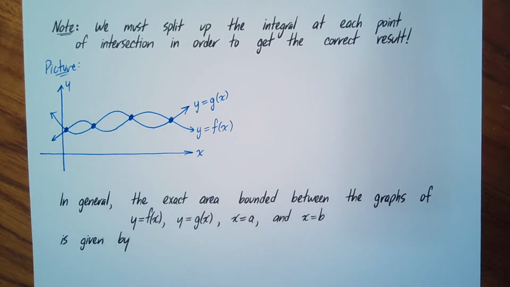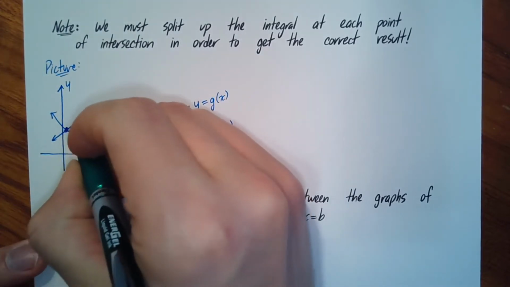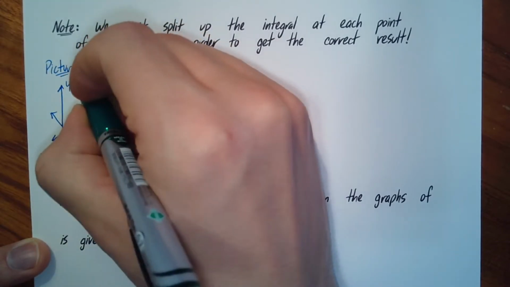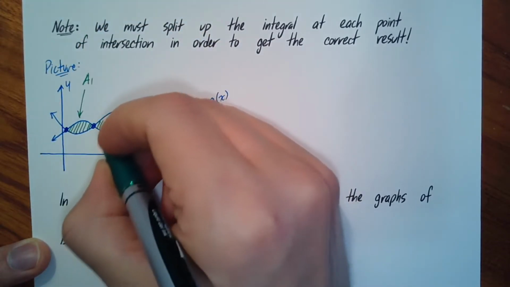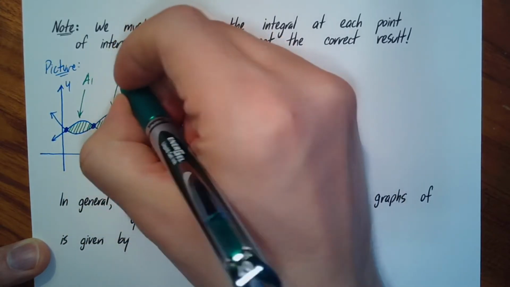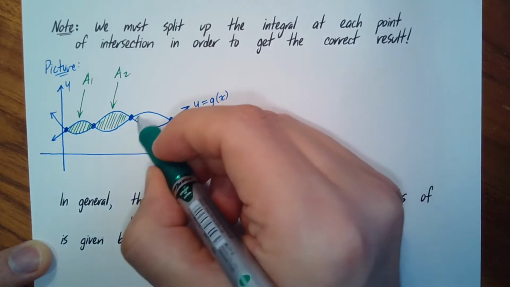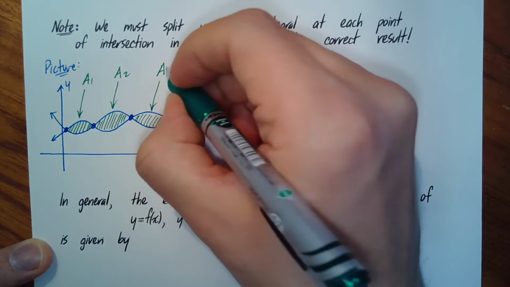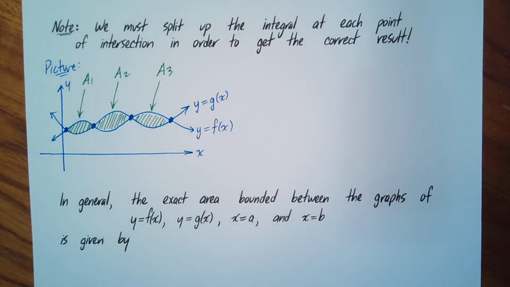Now, let's say you're trying to find the area bounded between these two curves. Well, you're talking now about this area here, which you could give a label, call that A1. This area here, which I'll call A2. And then finally this area here, which I'll call A3. Really what you're doing, if you're talking about the area bounded between those two curves, you're talking about the sum of those three areas. So you'd measure them each separately and then add them up together.